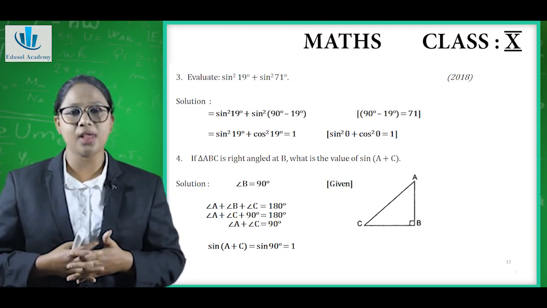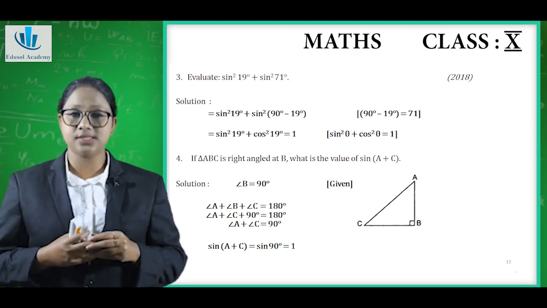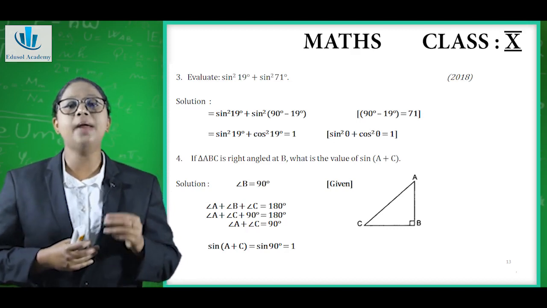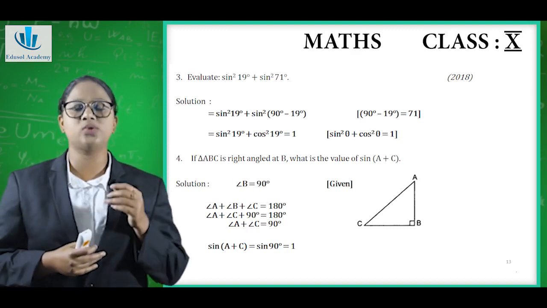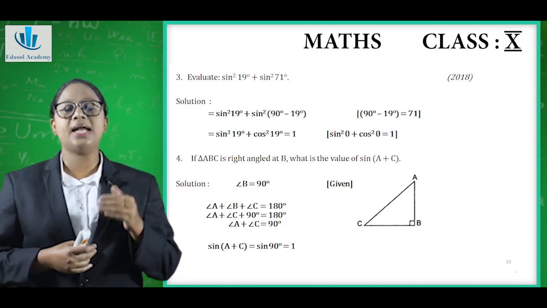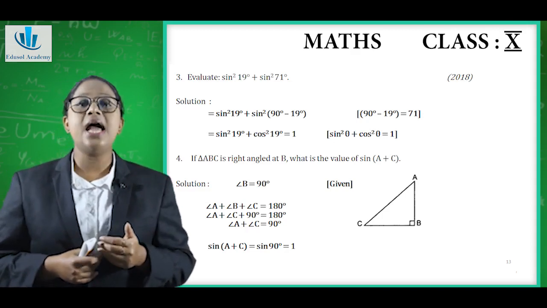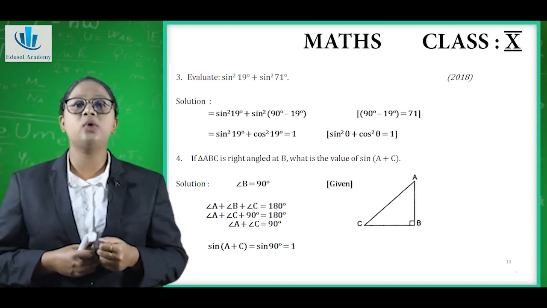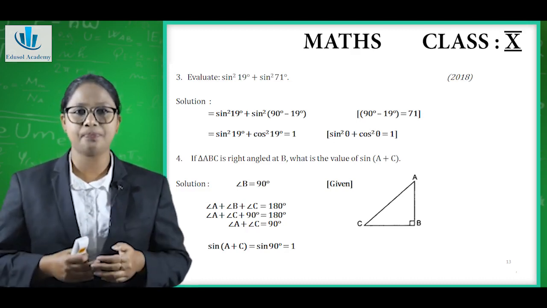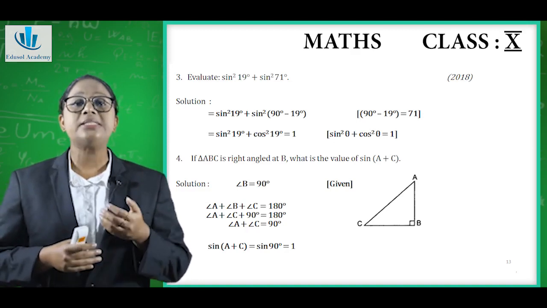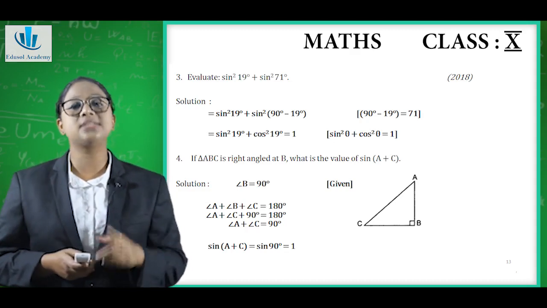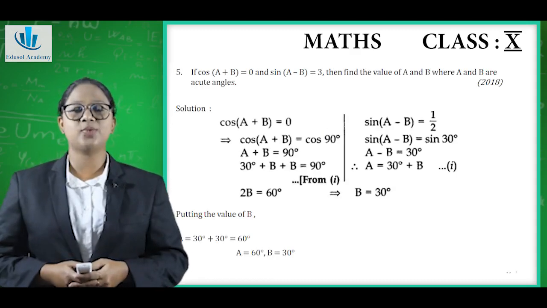Let's see how. So we have to start with angle sum property. Angle sum of a triangle is 180 degree. So angle A plus angle B plus angle C is equal to 180 degree. Now substituting for angle B as 90 and taking it to the other side, we will get angle A plus angle C is equal to 180 minus 90 is equal to 90 degree. So A plus C is 90. Now the question is to find sine A plus C. So sine A plus C is equal to sine 90, that is 1. Moving on to the next question.